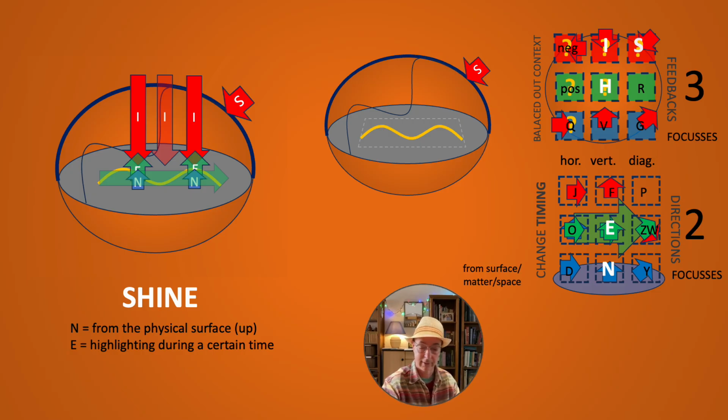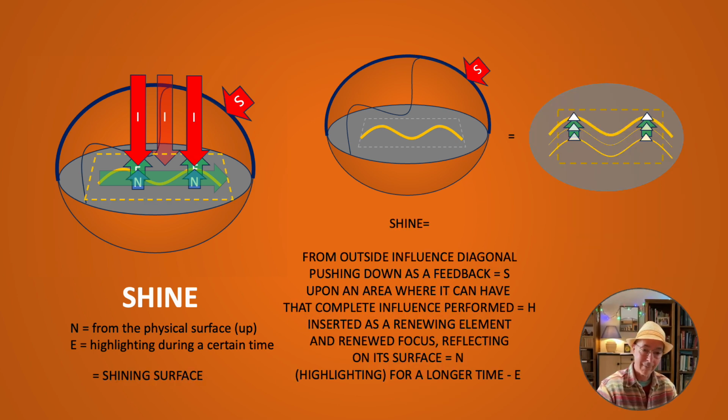It's perfectly designed as shine, perfectly understandable. And of course, when I have the square to it as well, it also emphasizes that it's about a surface that is shining, where I have this outside influence diagonally pushing down the feedback process upon that area H, where it can have that complete influence of S, then complete influence of feedback in full performance as well.